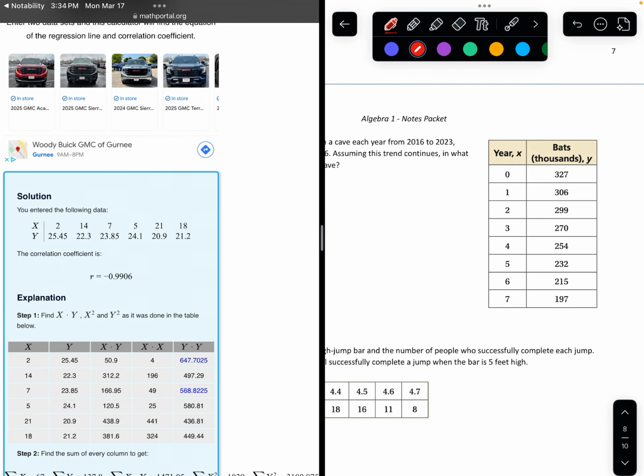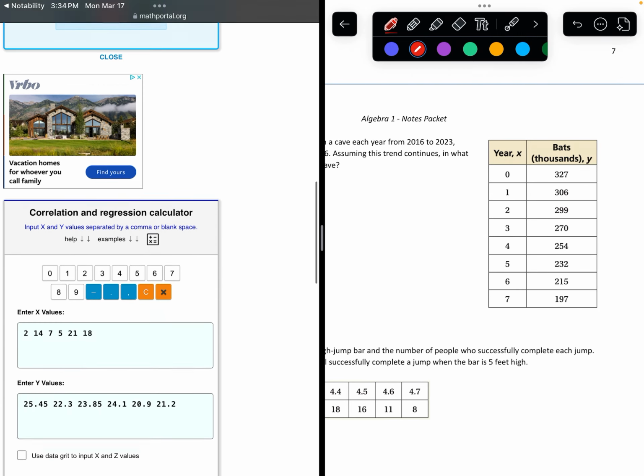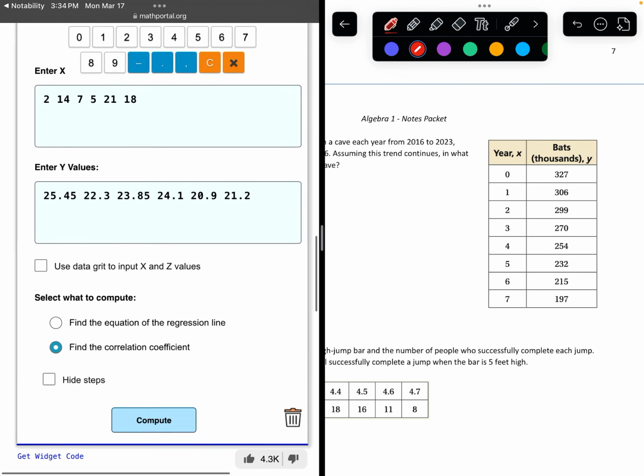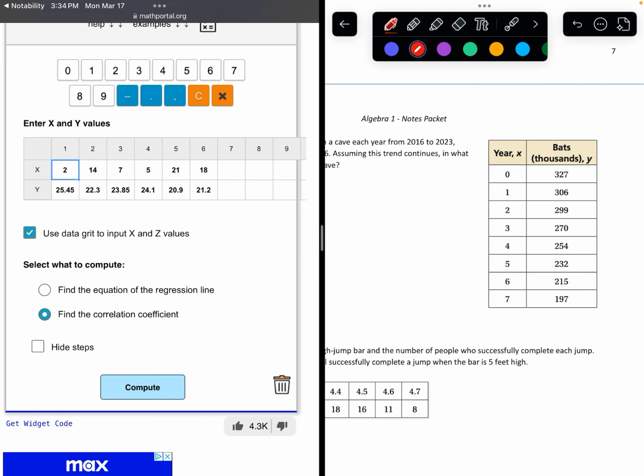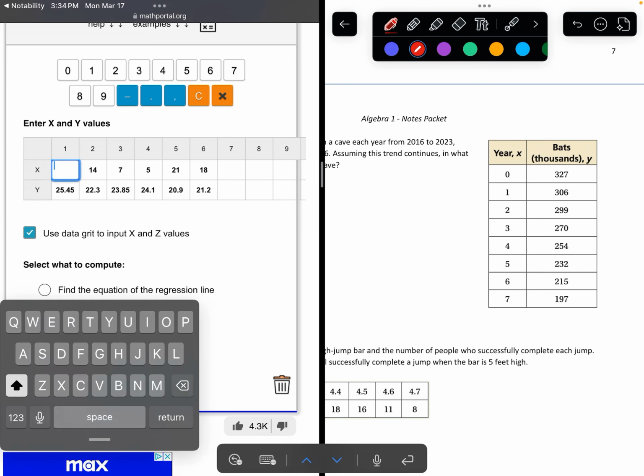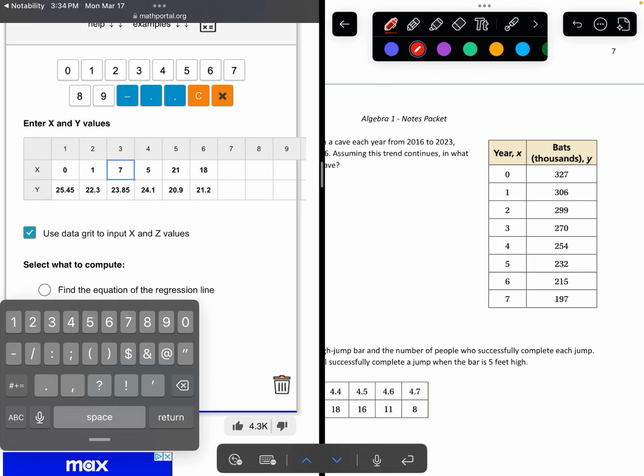All right, so if it's asking for a relationship or prediction, you are always going to find the equation of best fit, aka you are finding the regression line. So let's do that real quick. For this one, this is easy. It's just going to be 0, 1, 2, 3, 4, 5, 6, 7.